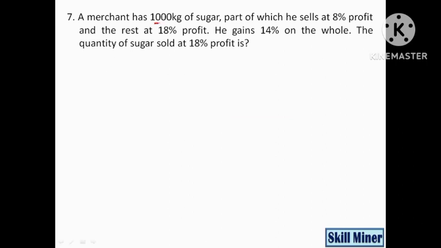A merchant has 1000 kg of sugar which he sells partly at 8% profit and the rest at 18% profit. Some part of sugar he is selling at 8% profit and some part of sugar he is selling at 18% profit. He gains 14% on the whole. We need to find the quantity of sugar sold at 18% profit.